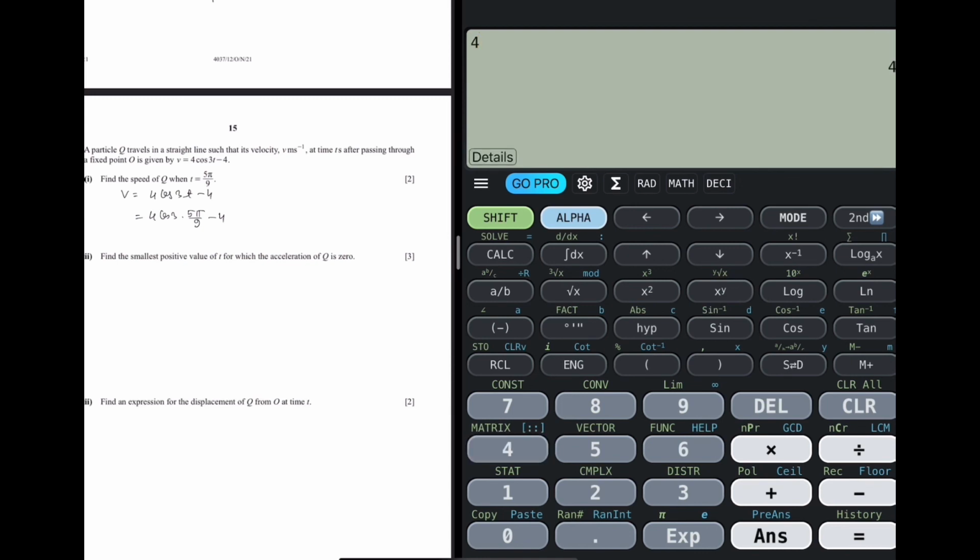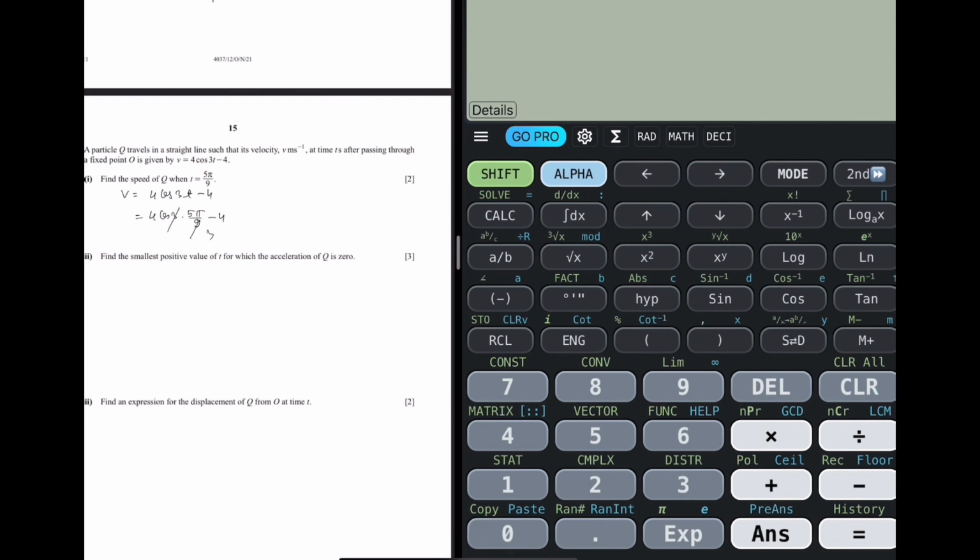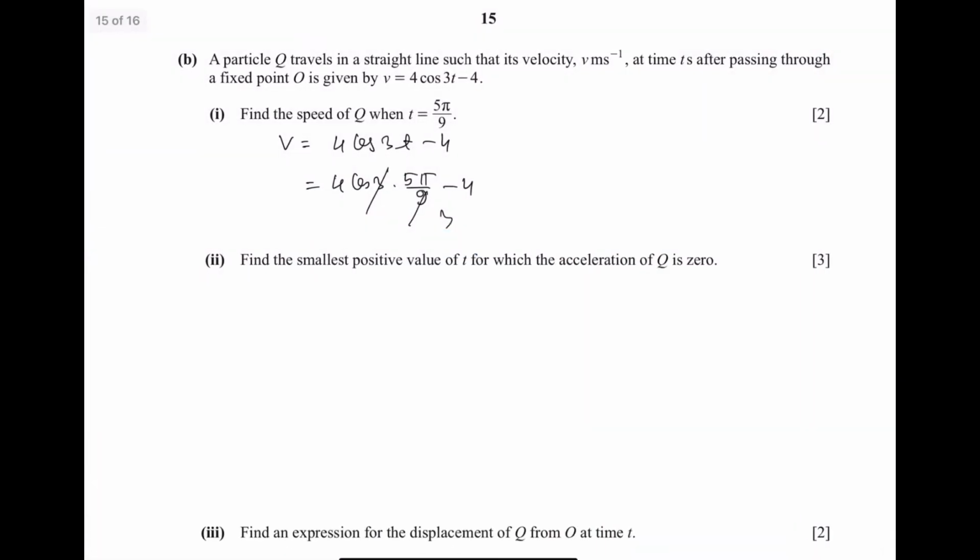So 3 and 9 cancelled, so 4 cos of 5 pi by 3, close the bracket, then minus 4, so it is becoming minus 2. So the speed is minus 2.